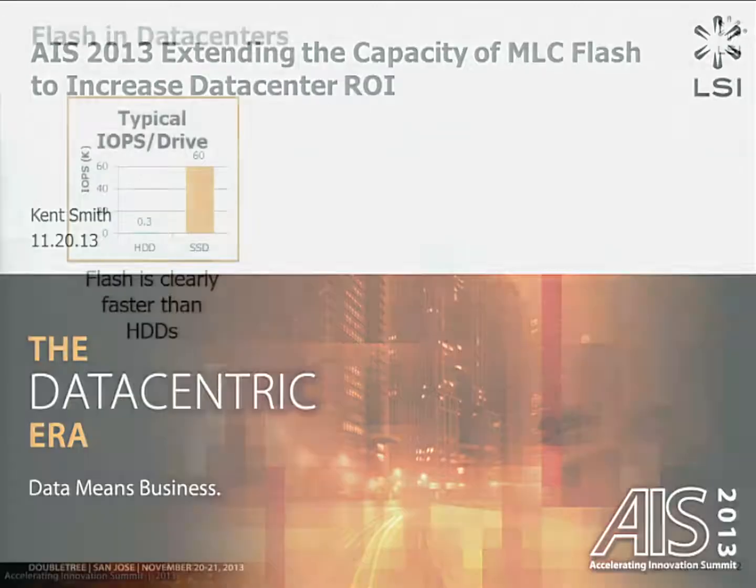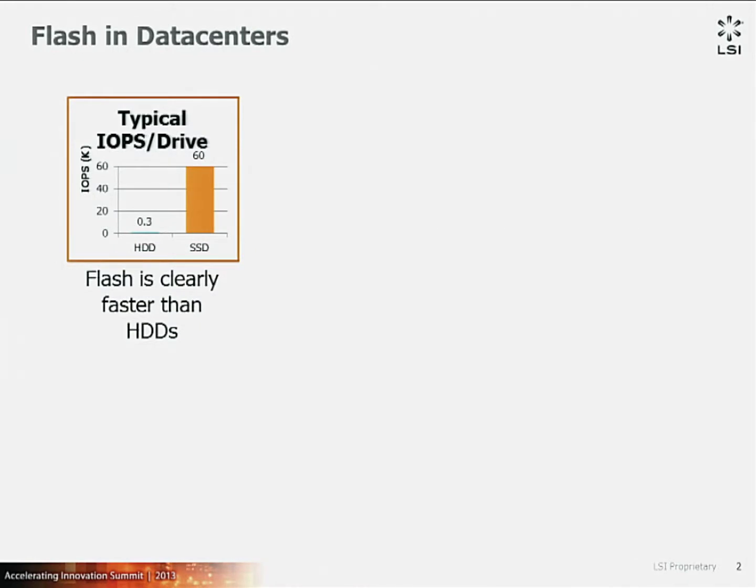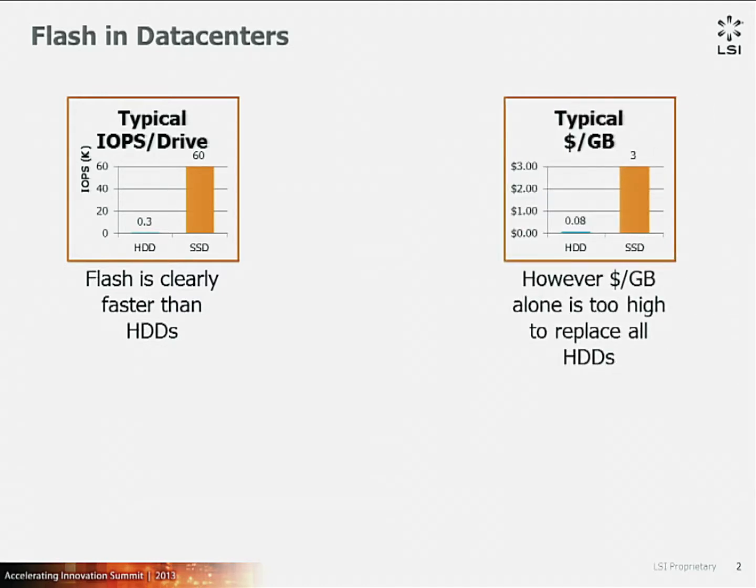So let's first take a look at flash in the data centers. There's typically a certain number of IOPS you get for drives. If you look at HDDs, it's maybe 300. But in SSDs, you're typically in the range of 60,000. So it's a clear advantage having flash in the data center.